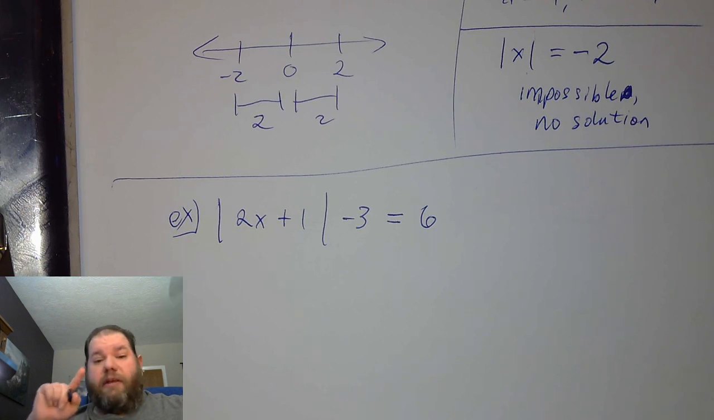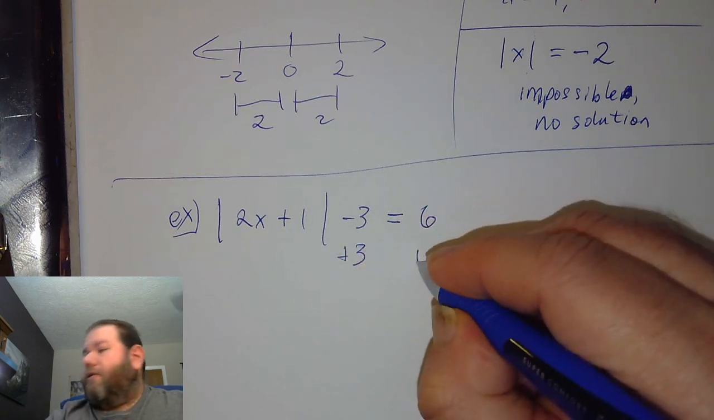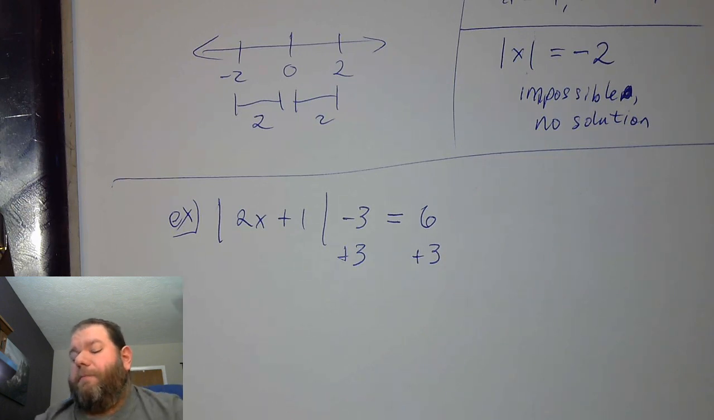There is one step that we need to do first, however. And it's actually a similar concept to what we covered with the inequalities, and that is if the absolute value is not by itself, we need to make it by itself. Exactly, we need to add 3, Brenda. Okay? So we add the 3 over.